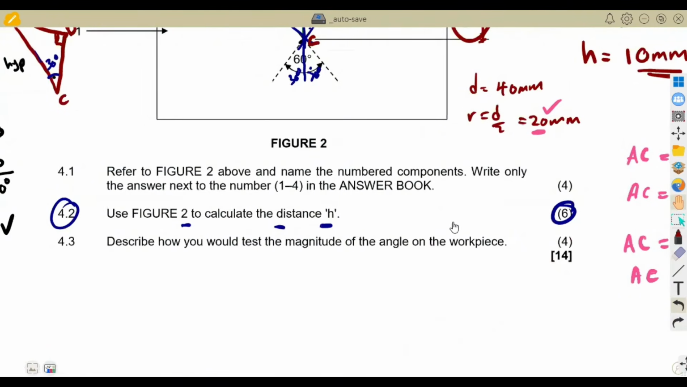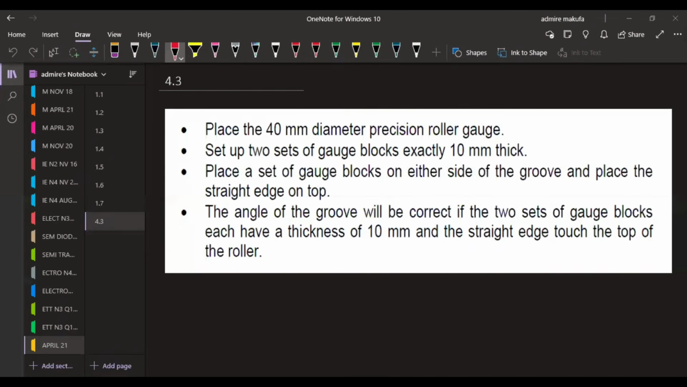Describe how you would test the magnitude of the angle on the workpiece. On this workpiece, describe how you test the magnitude of the angle. All right. So remember we are given that the diameter is 40 millimeters. So that's why you're given the 40 millimeter diameter precision roller gauge.